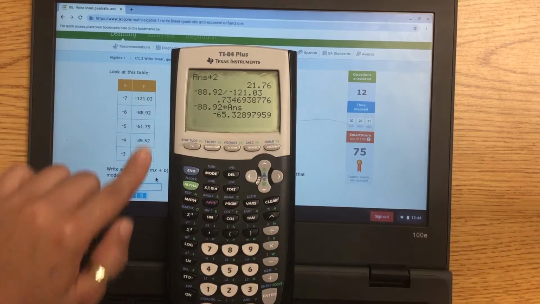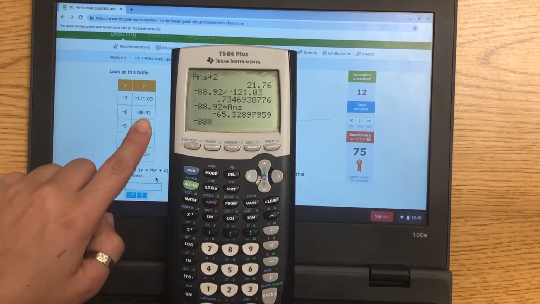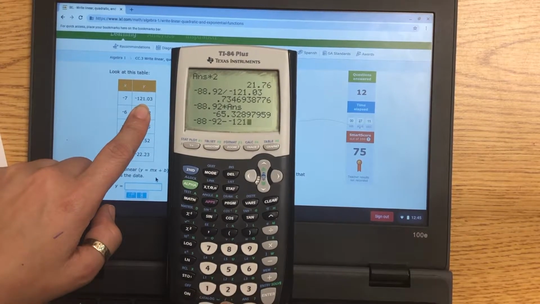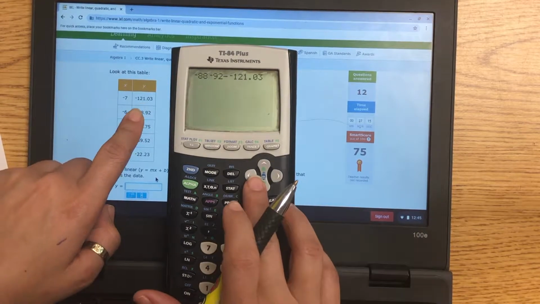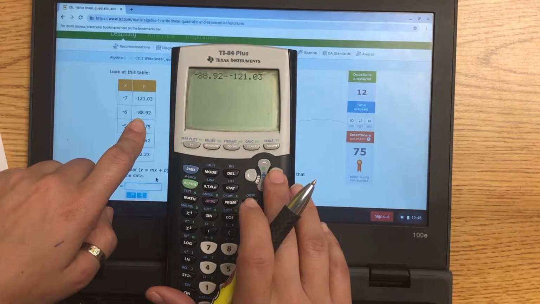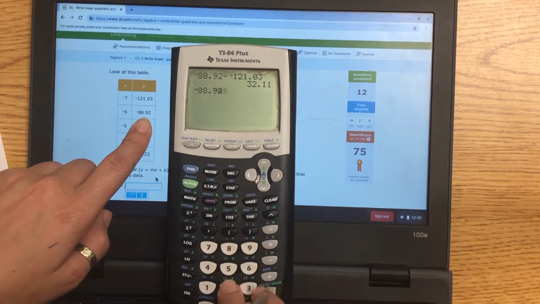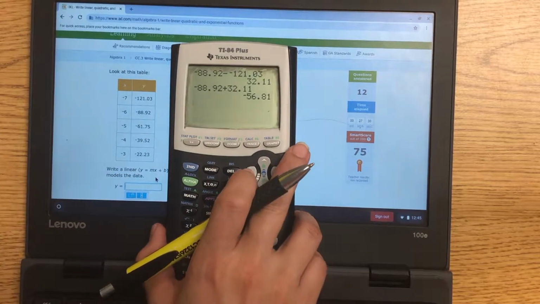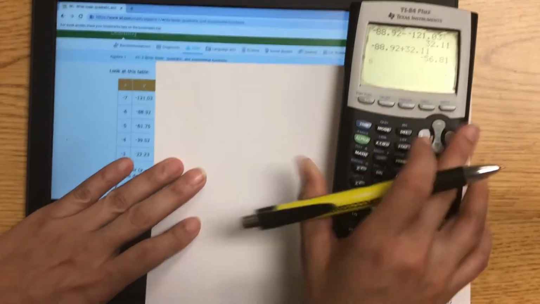That's not true, so it's not exponential. I'm going to check if it's linear. So negative 88.92 minus negative 121.03 is... oh, what did I do to negative 88? Why did I keep putting minus? Okay, there it is, it's 32.11. So if I did negative 88.92 plus 32.11, do I get the next number? No. So this is quadratic. Quadratic with decimals, fun.